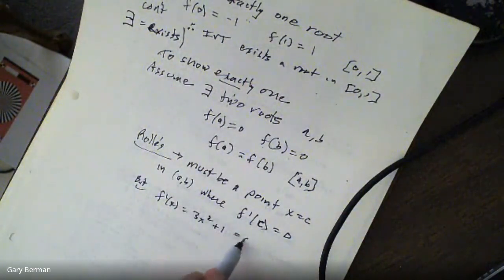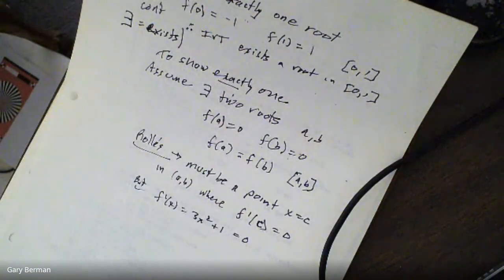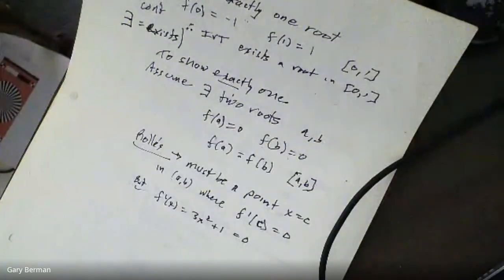Well, if I set this equal to 0, I now see I'm looking at a major problem. Does anyone see what the major problem is here? What's my problem right now? Yeah, there is no solution. There's no real number solution here.